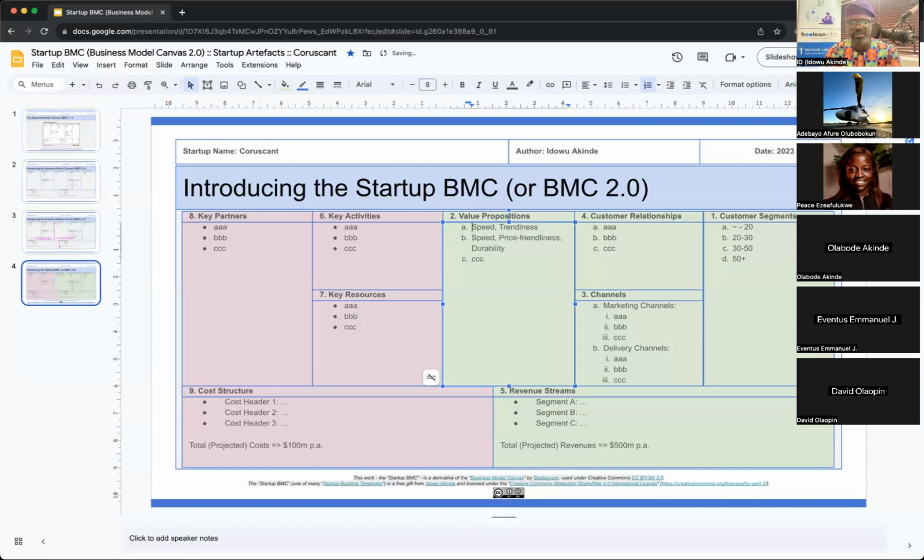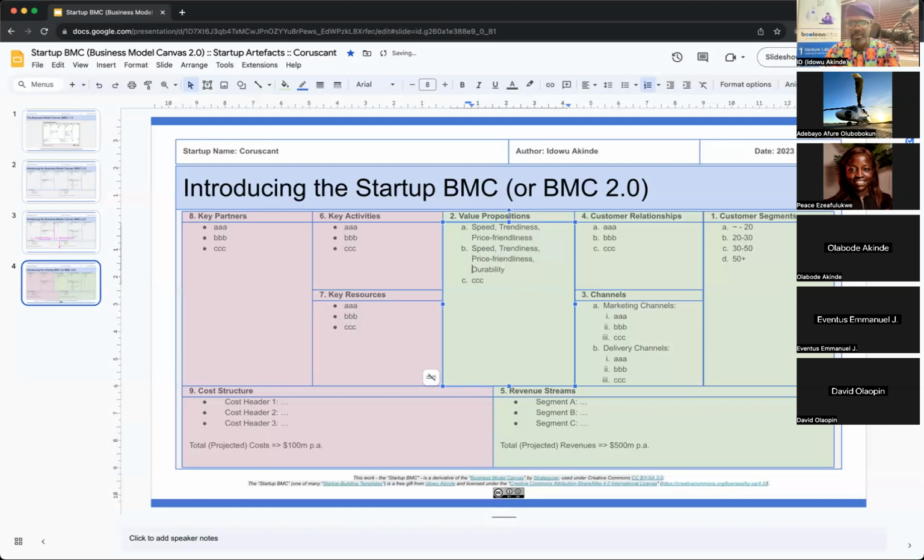Actually, do you think Gen Z are price sensitive? Yes. Thank you. But they may not care about durability at that age, right? But these people are starting to care about durability. I think the 20 to 30 would also care about it being trendy.